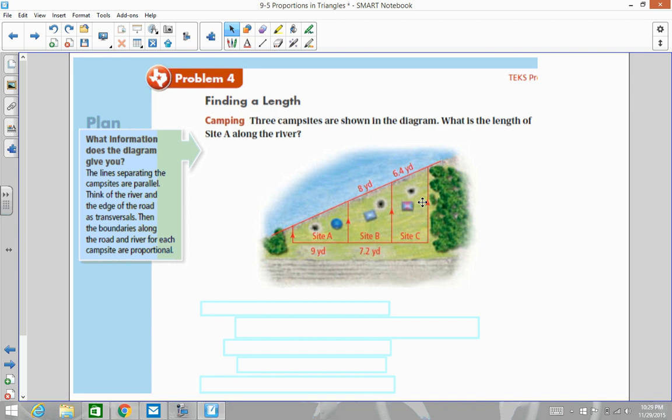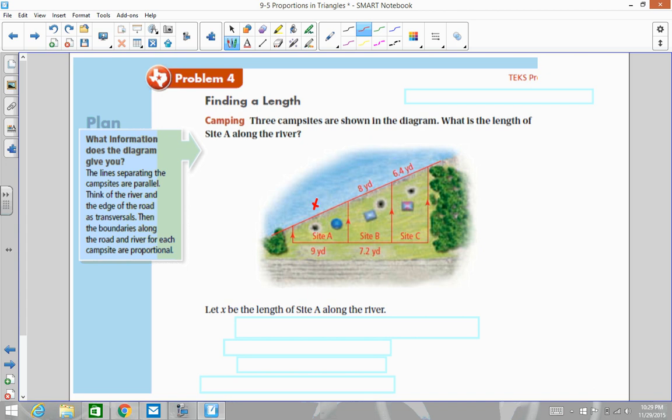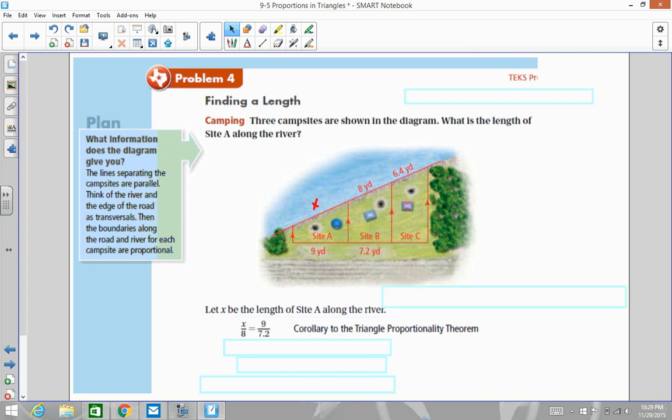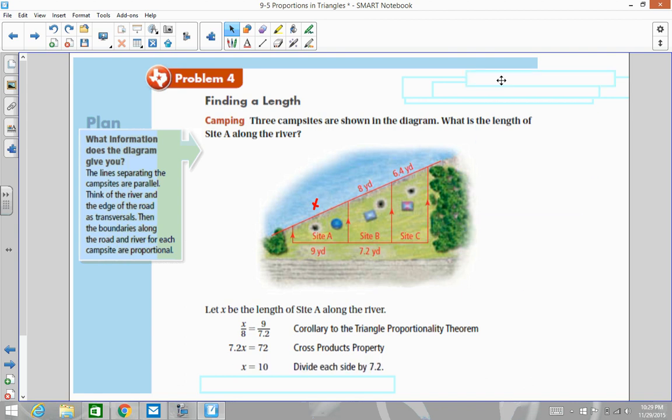Because of the parallel lines, we set a proportion, and so we let x be the length of the unknown value, and so I'll put that in here so we can see it. This is our unknown, and we know we can set up a proportion. We can have x over 8, and then we can have 9 over 7.2 because of triangle proportionality. When I cross multiply and solve this, I find that x is equal to 10, and so then I know that there are 10 yards along the river. So it has more riverside, but it doesn't always look the same size. Alrighty.